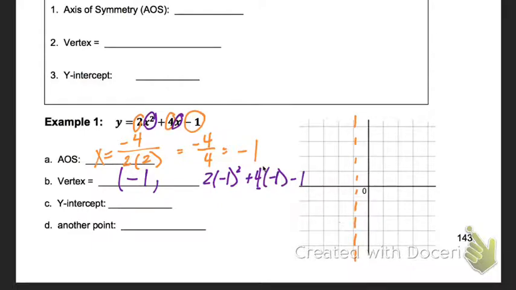So it becomes 2 minus 4 minus 1, which is what? Negative 3. Good. So I have an ordered pair at negative 1, negative 3. Wait, you did 1 squared. Okay, never mind.